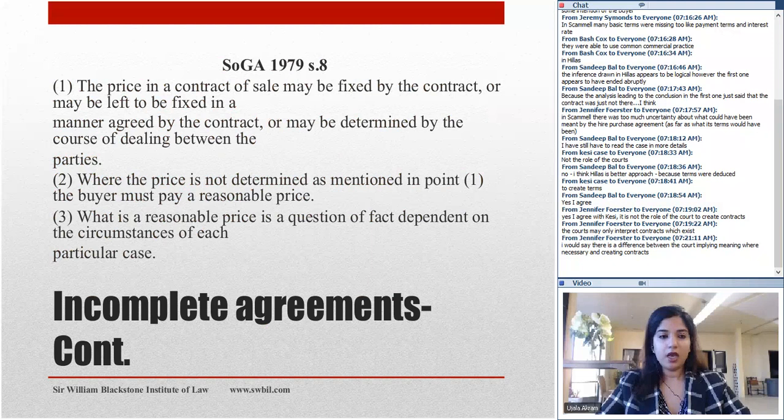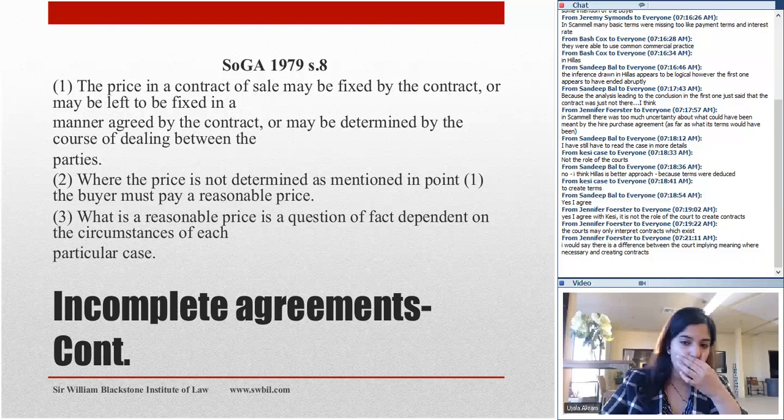Okay. Another important point to come out of May and Butcher relates to the interpretation of Section 8 of the Sale of Goods Act 1979. So please look at Section 8 of the Sale of Goods Act 1979 on the slide. This Act regulates the sale of goods. Goods means things, such as televisions, cars, other physical objects. So these are all things that are regulated by the Sale of Goods Act.